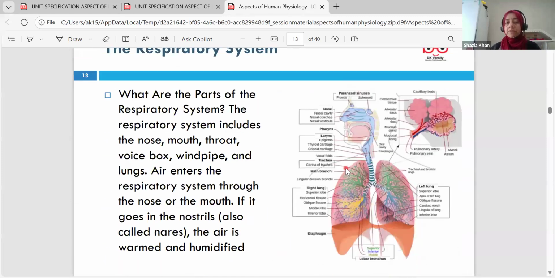Now we come towards the respiratory system. You have your nose, your mouth, the respiratory where we breathe, the throat, the voice box or the larynx, the windpipe, and the lungs. So air enters the respiratory system through your mouth and your nose. If it goes to the nostrils, they are called nares. The air is humidified and warmed there. That internal system is very warm compared to our external system. Okay, and you have right and left lungs, the different lobes within the lungs. So this is an example.